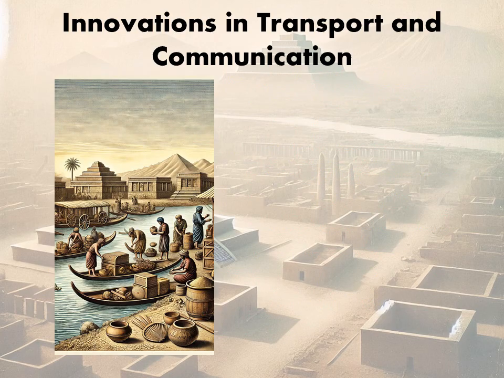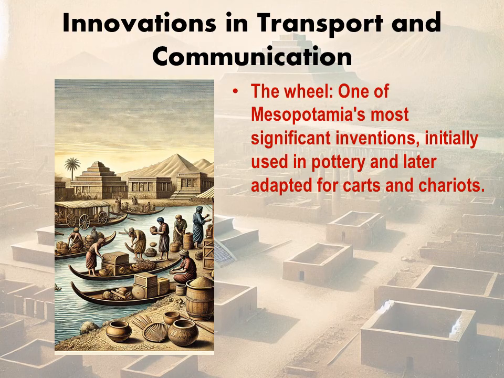Innovations in transport and communication. So, what were the new things done by the Mesopotamian people in the field of transport and communication? The wheel. Now, imagine a world where there is no wheel, where there are no round objects. Then you can assume that nothing will function properly. So, Mesopotamians were one of the first inventors of the wheel.